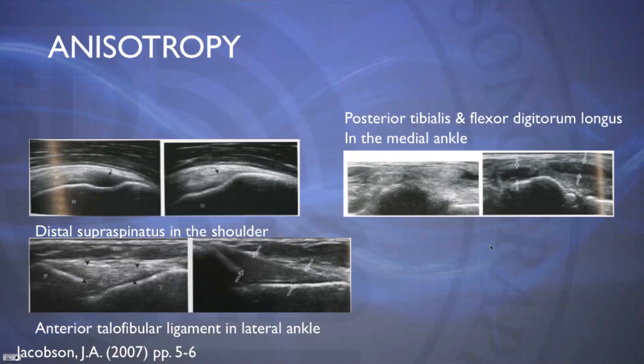This is another example in the medial ankle of the posterior tibialis and flexor digitorum longus tendons. This is showing you here anisotropy. We're getting both of these tendons to be very hypoechoic. That's not how they should appear. They should be nice and bright and hyperechoic. By adjusting our probe and angling, we're able to brighten both of these up beautifully, and that is, again, just artifact.